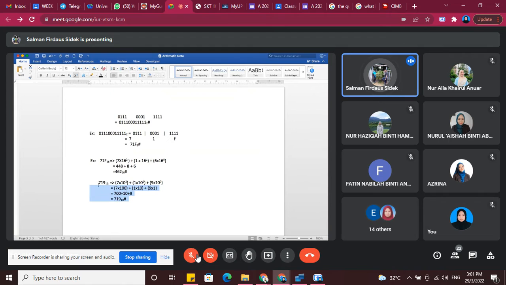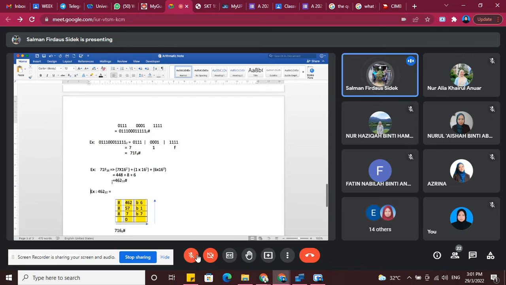So ni saya padam balik, ni logik saja. Ini tak ada kena mengena dengan soalan tadi. This question has no relation with previous question. This is just for example, peneguhan example why we use times 10 here. Okay, so I delete this. So now we have 462, and then 462 in decimal, we want to convert it into hexadecimal. Okay, what should we do?